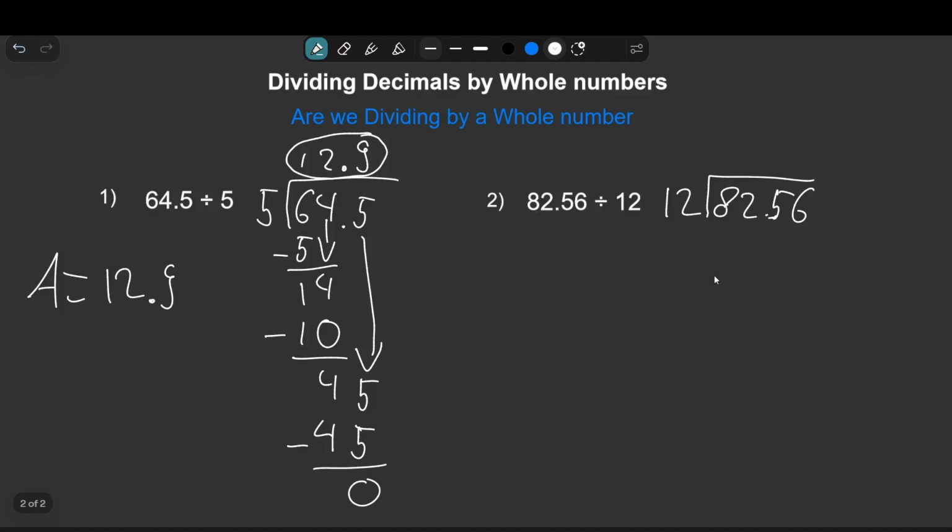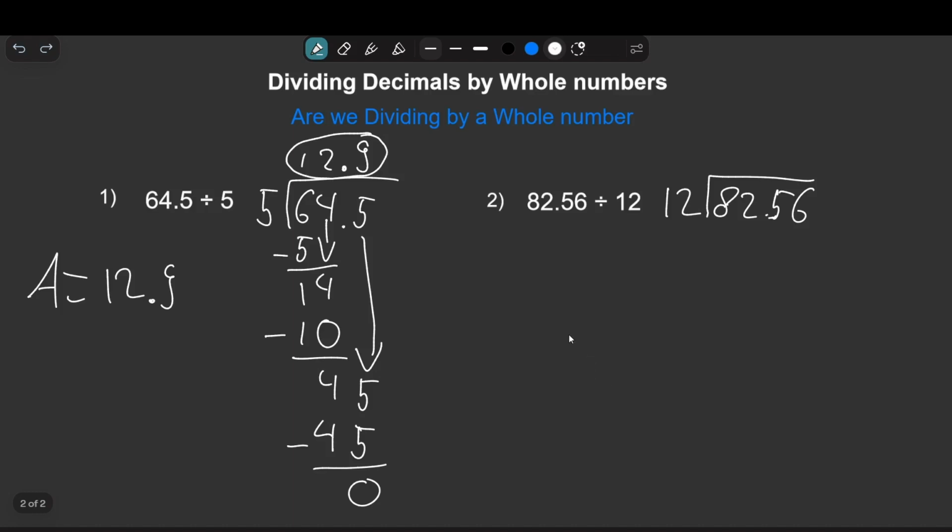So, the first thing we do is divide. How many times does 12 fit into 8? And we know that 12 doesn't fit even once in 8. So what we have to do is we have to use the 2 to help us. So instead of 8, we are going to take 82. So how many times does 12 fit into 82?